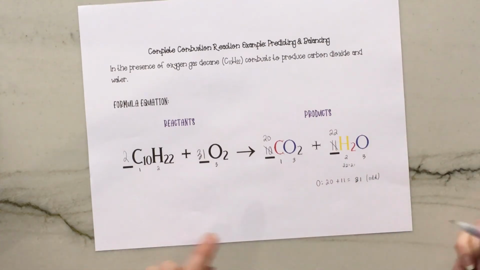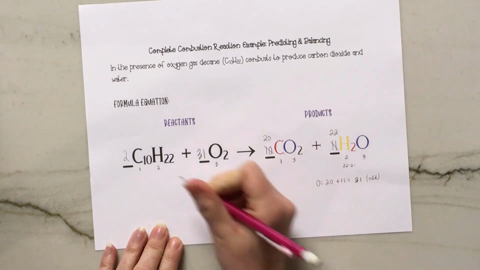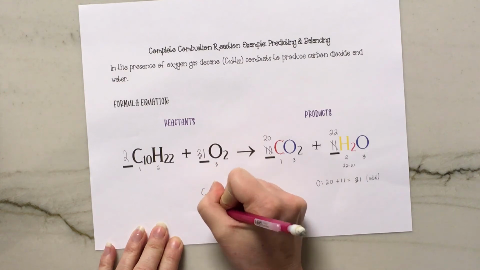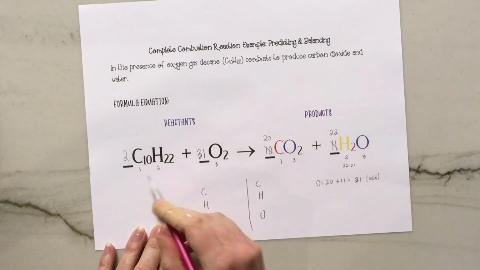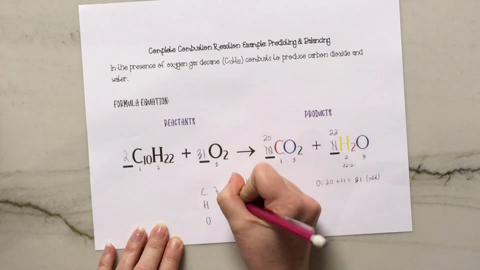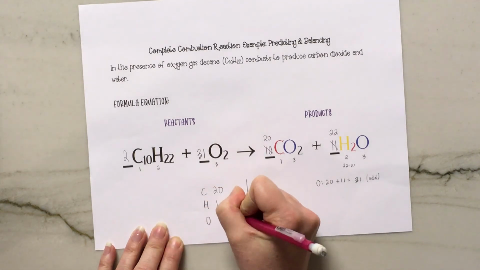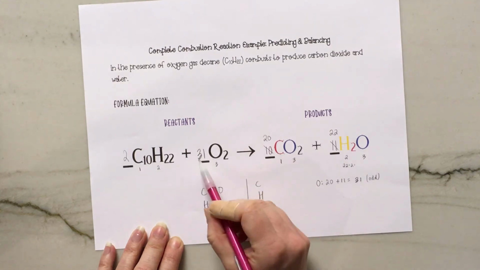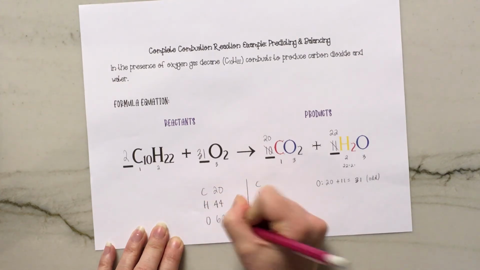Very fast. And just to quickly show you that this is indeed balanced. So we have carbons, hydrogens, and oxygens. So our number of carbons on this side, 2 times 10 is 20. Our hydrogens, 2 times 22 is 44. And our oxygens, 31 times 2 is 62.